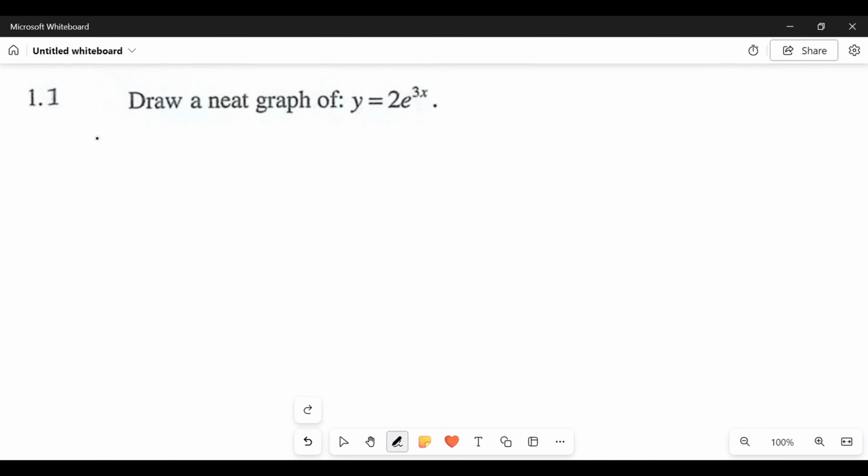All right guys, as you can see, here is our 1.1. They state that we should draw a neat graph of y equals 2e to the power of 3x. As you can see, this graph is an exponential graph because our x is an exponent. So how do you draw an exponential graph? The easiest way is to use the table method. I'm going to draw the table here and insert the values for x so that we can get the values for y.